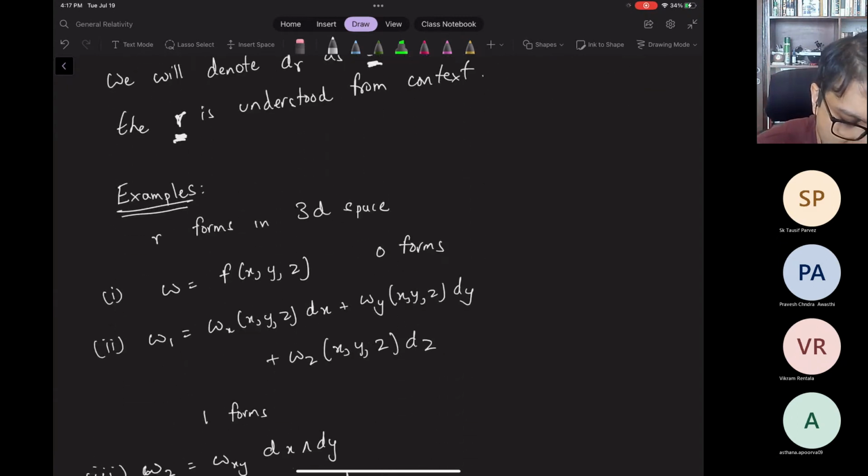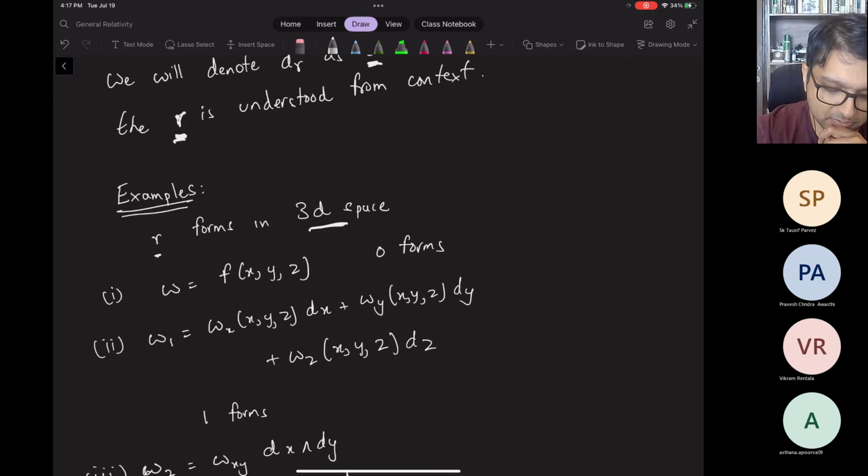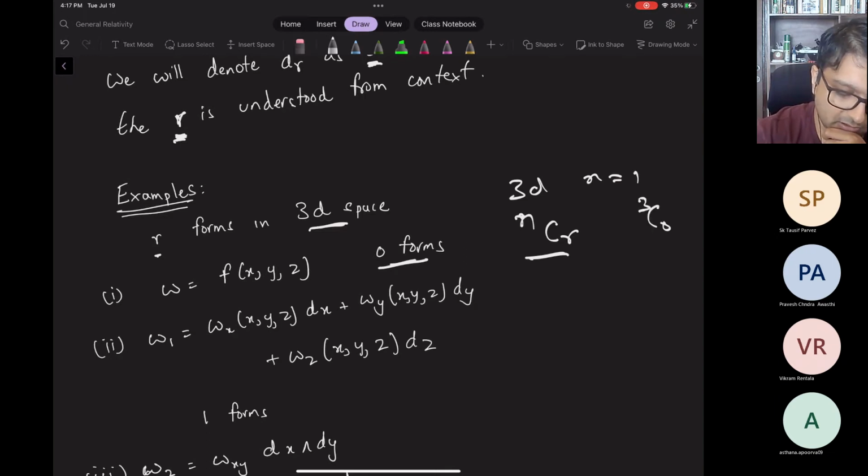Okay, so let's do some examples with this definition. So let's take r-forms in 3D space, without taking any kind of exterior derivative yet. If we take 0-forms, so in 3D space we're taking n equal to 3. Remember the number of r-forms is n choose r. So if we take 0-forms, there are 3 choose 0, and those are basically just functions. So omega is equal to f of x, y, z. This is a (0,0) type tensor. It's just a smooth function on the manifold. I'm just assuming R^3, for example, with coordinates x, y, z.